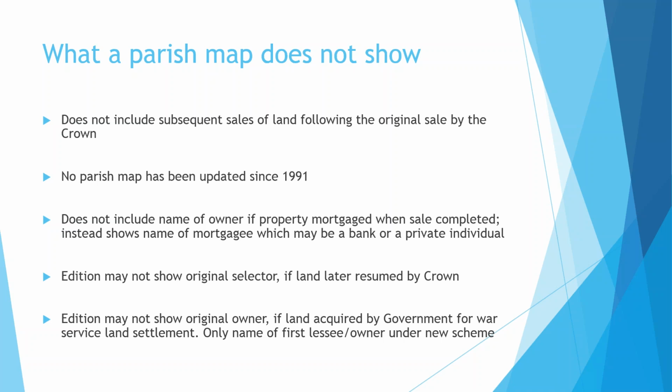An edition may not show the original selector if the land was later assumed by the Crown, and particularly land that's come under war service land settlement. That's been taken back by the government, bought back by the government, and earlier maps may show the original owner, but later maps will only show the name of the first lessee or owner under the war service settlement scheme.